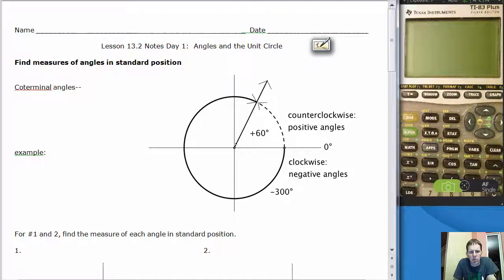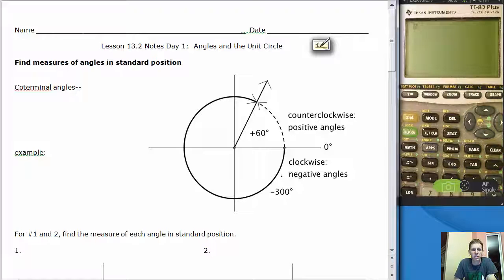Now, if you decide to measure the same angle but going in a clockwise direction, clockwise angles are measured as negative angles. So the same angle, if you go the other direction, is going to be measured as negative 300 degrees. And if you put the 60 and the 300 together, there's 360 degrees, which make up a circle. So if you start at 0 and go in the counterclockwise direction, that's considered to be a positive angle. If you go in the clockwise direction, that's considered to be a negative angle.